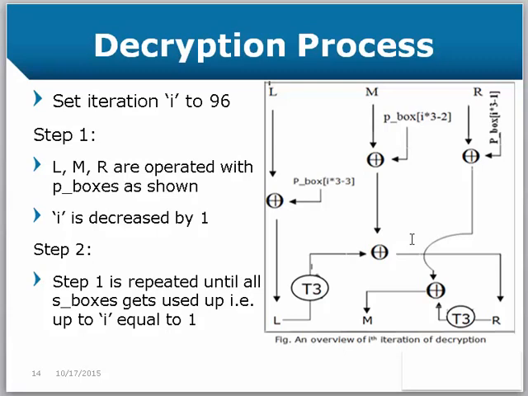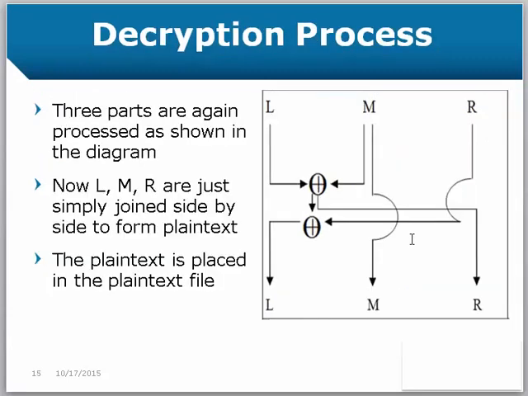Here you can see that at first we merge L, M and R with the corresponding P boxes with which they were XORed earlier. Then we pass them to the triple time function. Here you can see it is a very complex algorithm. Now, in step 2, step 1 is repeated until all S boxes get used up, that is, up to I equal to 1. Now, the 3 parts are again processed as shown in the diagram.